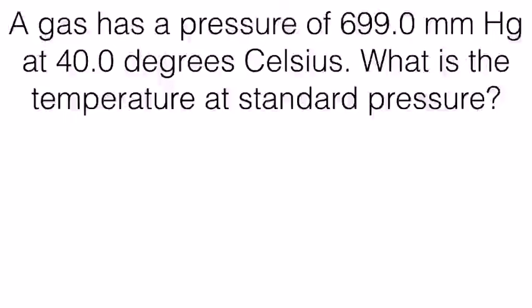So in this problem, we have a gas at a pressure of 699 millimeters mercury at 40 degrees Celsius. What is the temperature at standard pressure? First thing we need to do is identify the law that we're dealing with. We notice that we have pressure and we have degrees Celsius. Pressure and temperature combine to form Gay-Lussac's law.